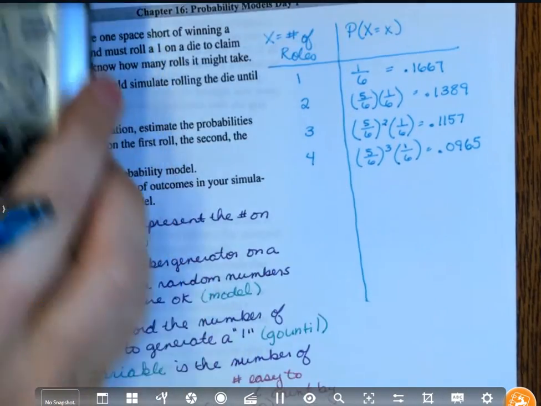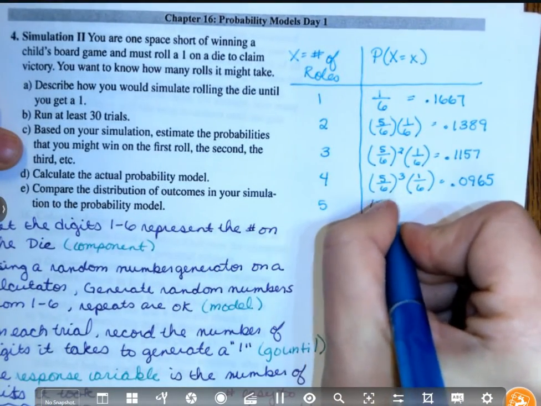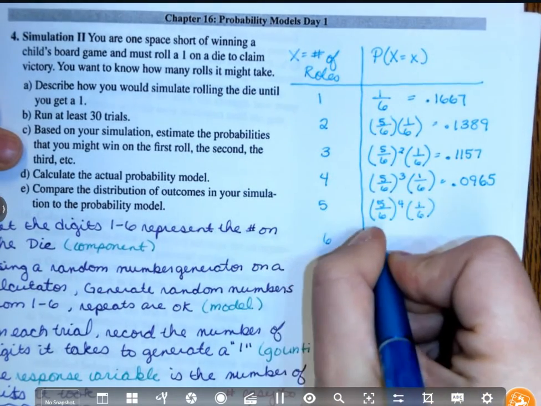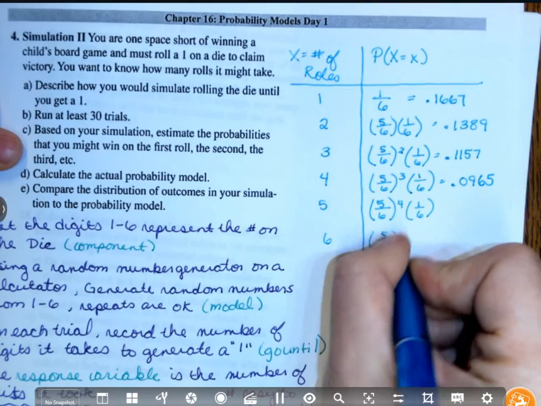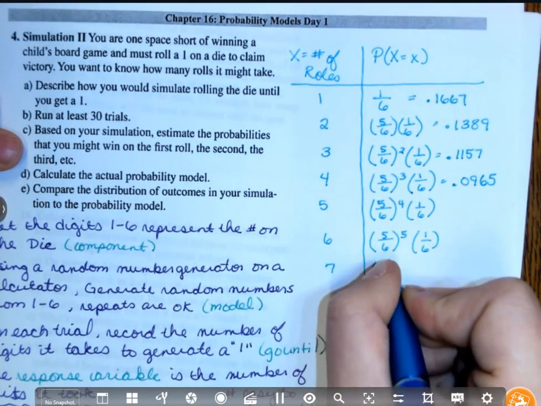And without doing the math, let's see here. So 5 would mean I failed 4 times. And then I got it on the 5th shot. 6 would mean I failed 5 times. Got it on the 6th. And those would just keep going, right?